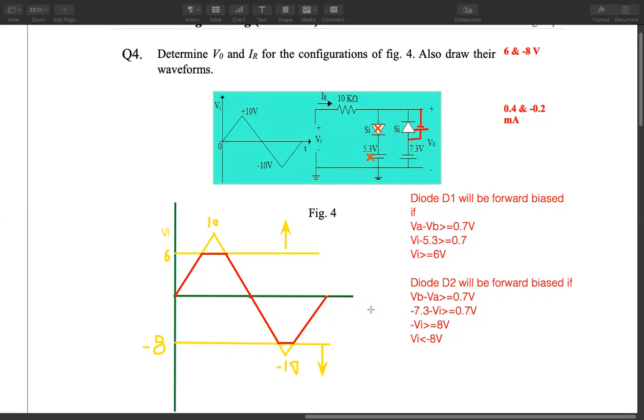So now your graph is complete. You have sketched the output waveform and input waveform. So you can write that minimum voltage will be minus 8 volt and maximum voltage will be 6 volt.